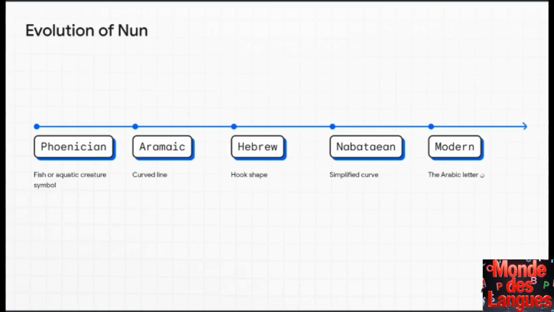So, why does all this matter? Well, that original Phoenician fish gives us the foundational meaning of the letter: fluid, continuous movement. It's not just a symbol, it's a living, moving entity navigating a path.